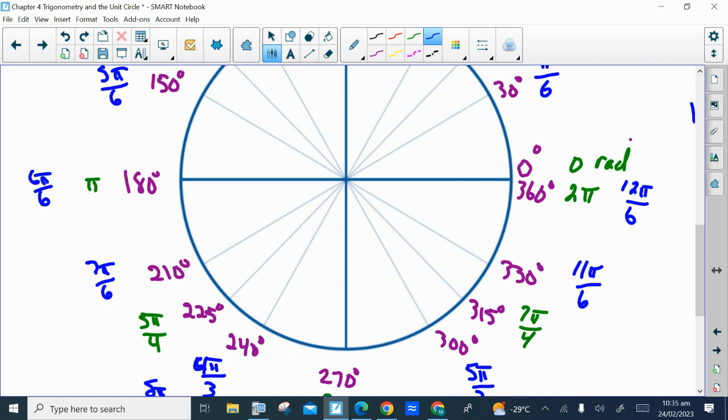Remember, a positive direction, which we did here, is a counterclockwise direction. We will do some work where we're going to have negative rotation angles. We'll see that on the next page. When the rotation angle is negative, that means you're going clockwise that many degrees or that many radians.